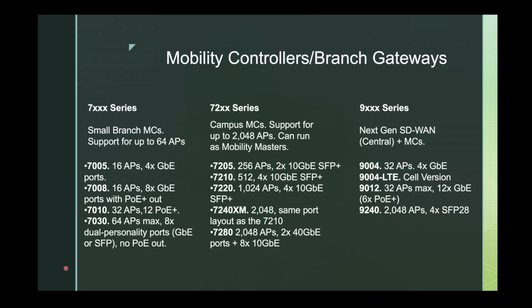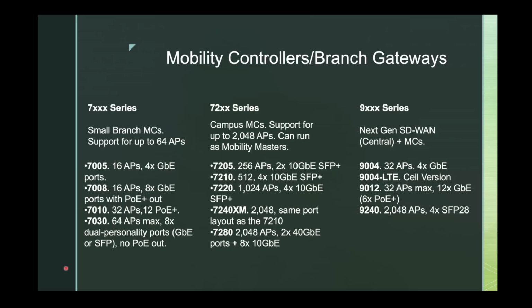These 7000 series support up to 64 access points, with the 7005 supporting 16, the 7008 supporting 16 while also having PoE output, 7010 with 32 APs and 12 PoE outs, and the 7030 with 64 APs.